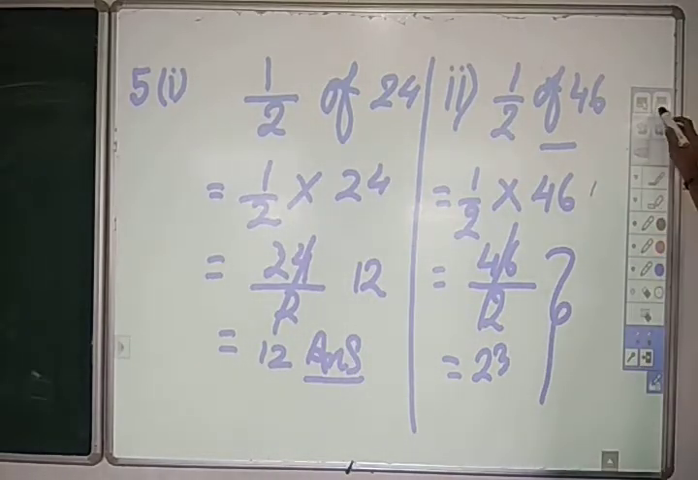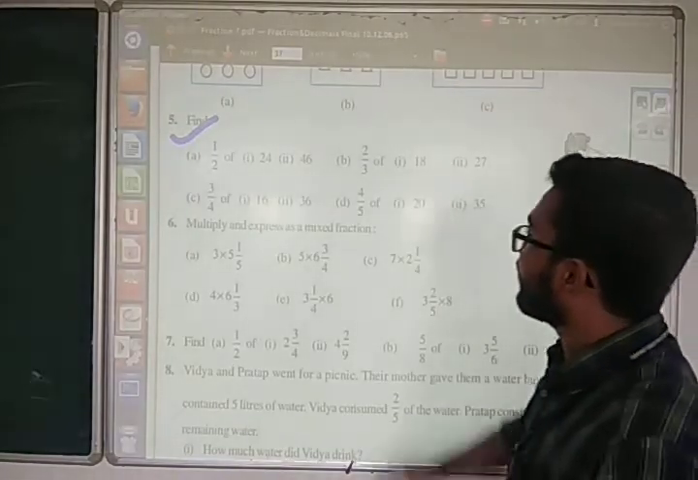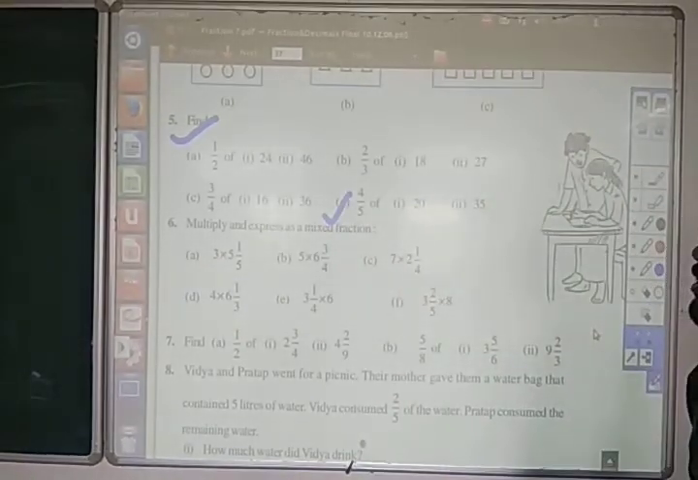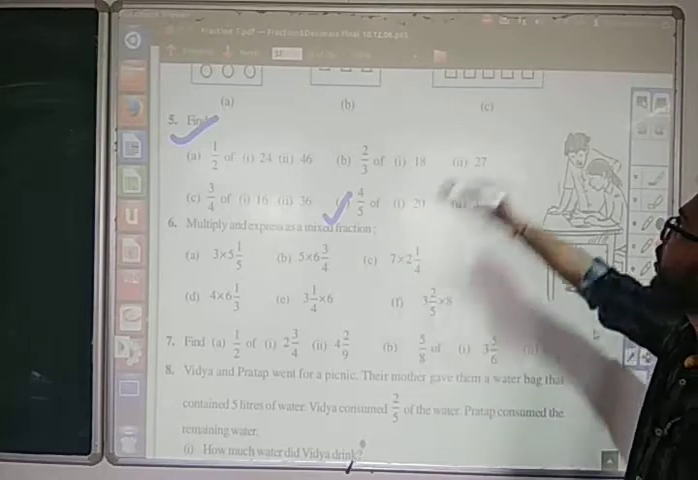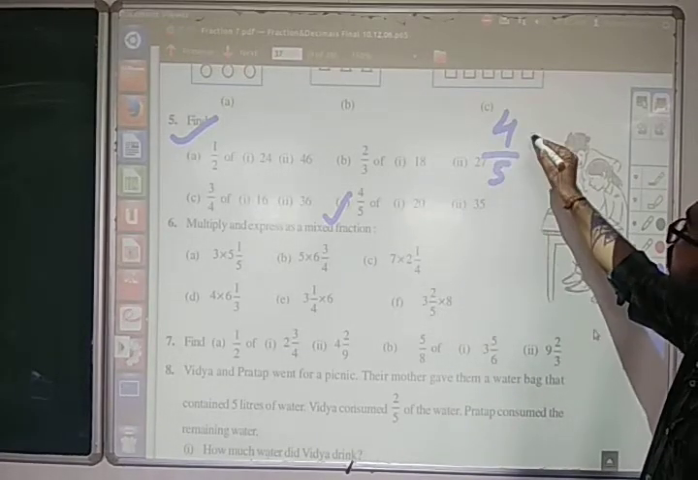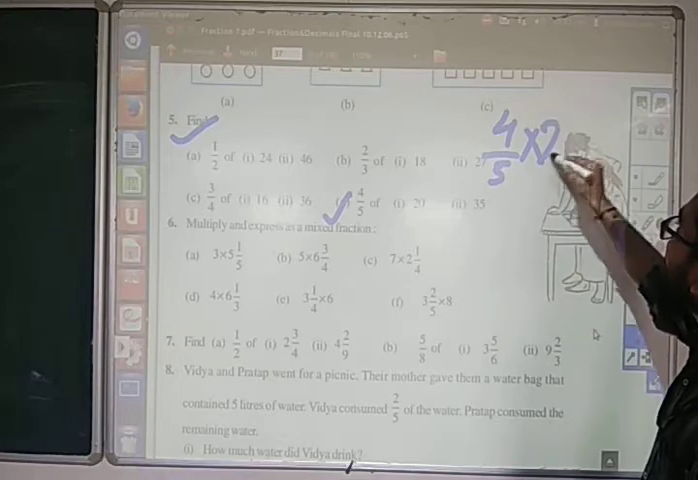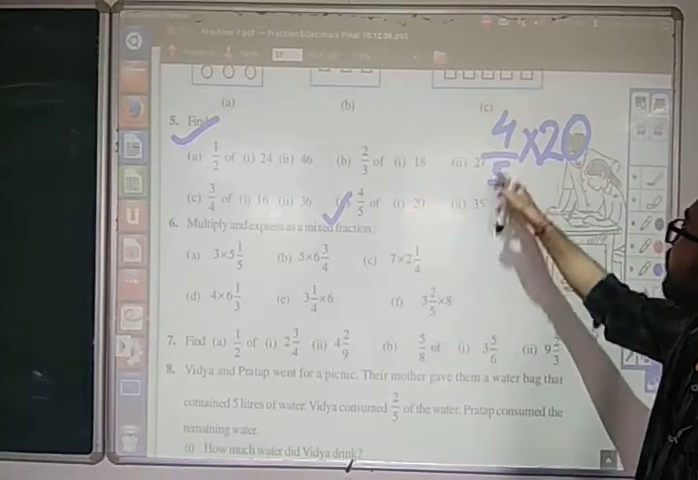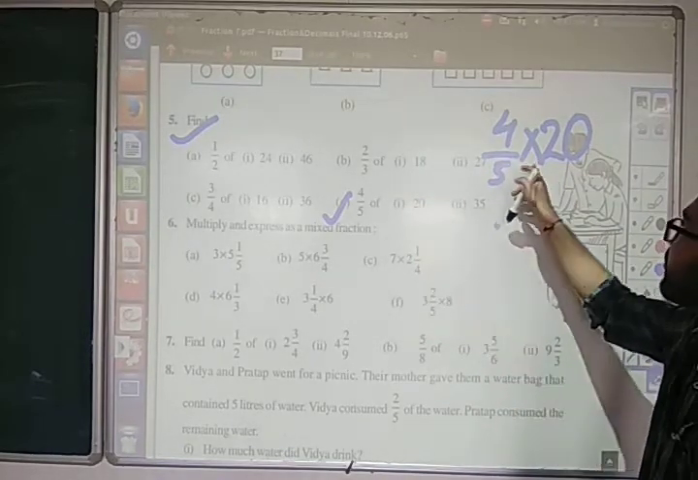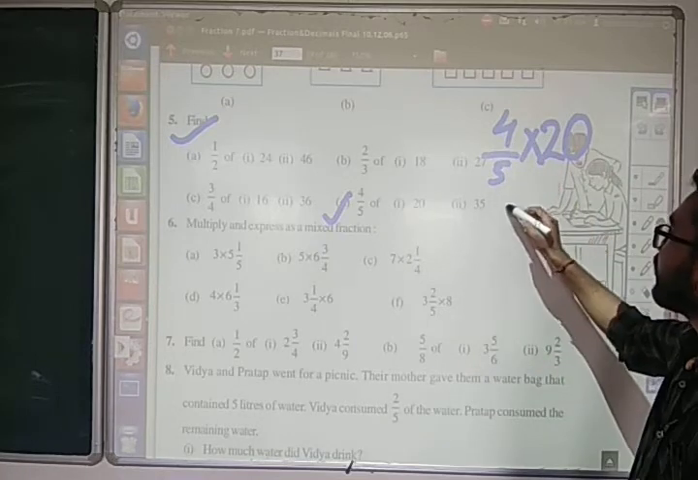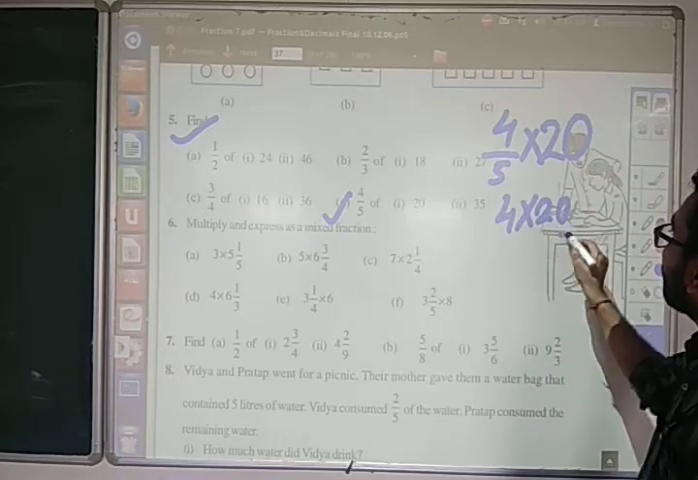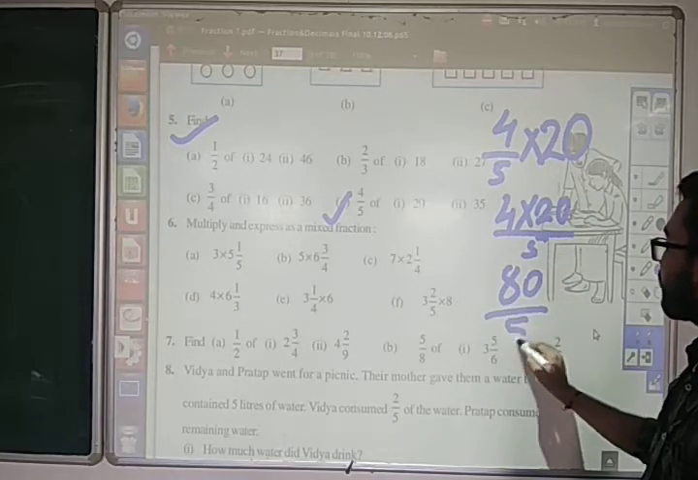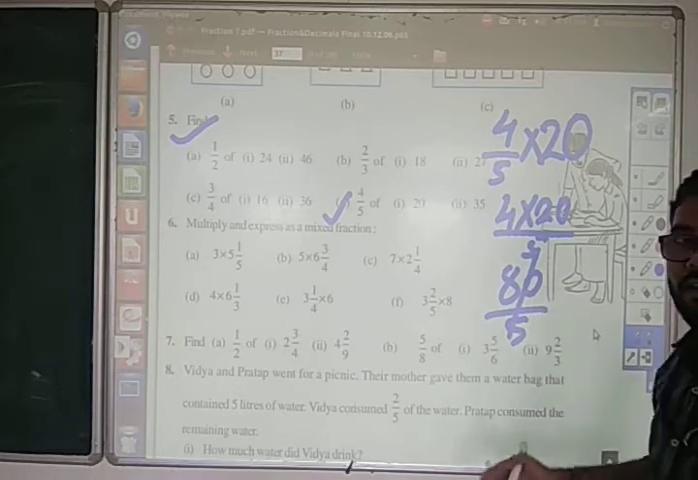Here, question number D, 4 by 5 of 20. It is given 4 by 5 of 20. So 4 upon 5, "of" represents multiplication, and 20. 4 into 20 upon 5. 4 into 20 is 80 upon 5. When you calculate it, you will get 16.